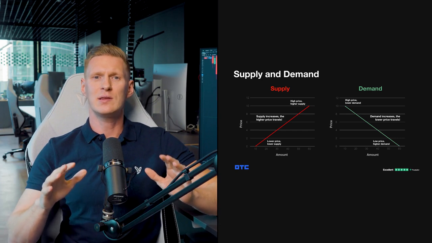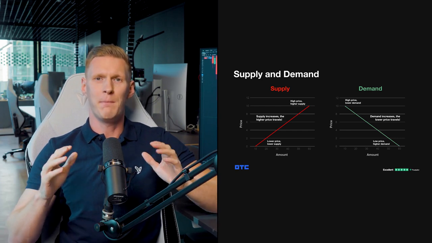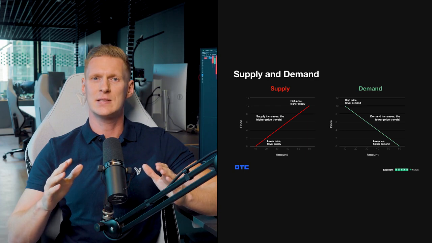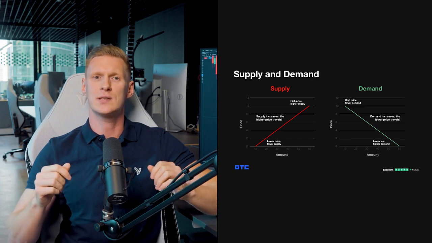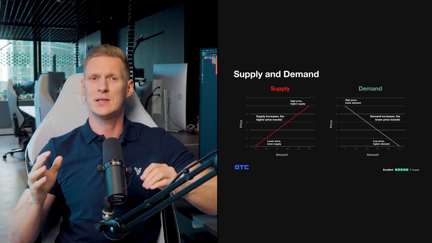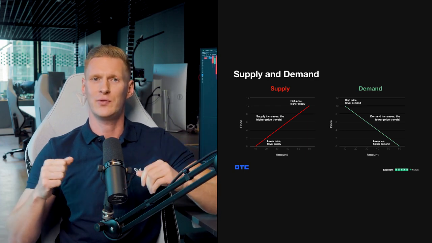For traders, the takeaway is straightforward: buy at lower prices where demand is strongest and sell at higher prices where supply is plentiful. In other words, buy low in demand and sell high in supply. This basic principle underlies almost every market transaction you will see on the chart.